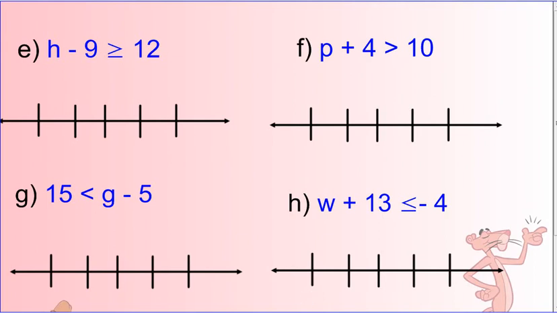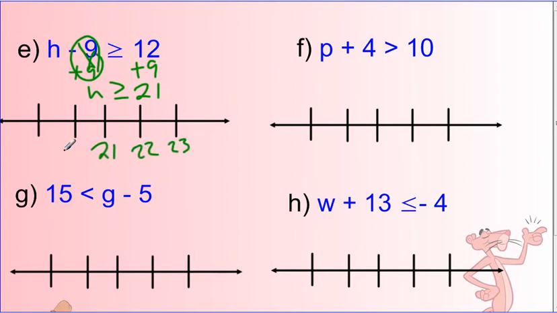All right, let's see how we've done. The way we get rid of a minus 9 is we are going to plus 9 on both sides. So these cancel. We get h is greater than or equal to 21. Alright, so we got 21, 22, 23. These numbers are bigger. 20, 19. Smaller. Just like a normal number line. They always get bigger from left to right.